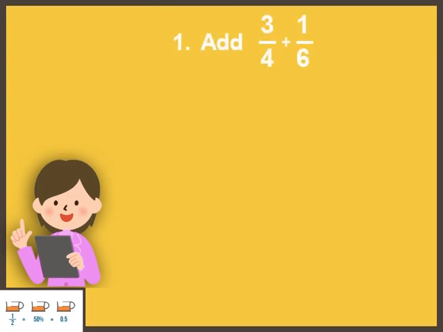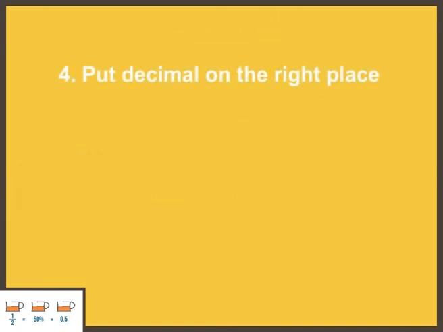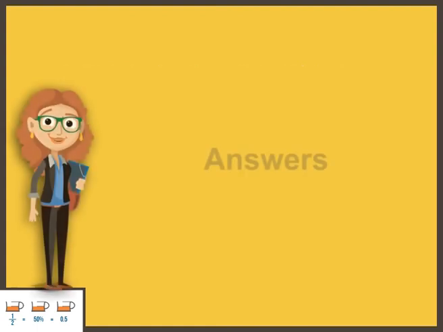Add 3 by 4 plus 1 by 6. Subtract 28 by 33 minus 2 by 3. Convert 37 by 100 into decimal number. Put decimal on the right place, and the question is 789.56 divided by 100. And last question is, what is the percentage of 9 by 10? The answers to these questions will be given to you.